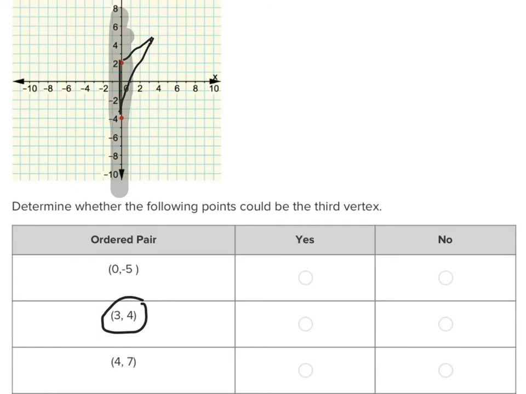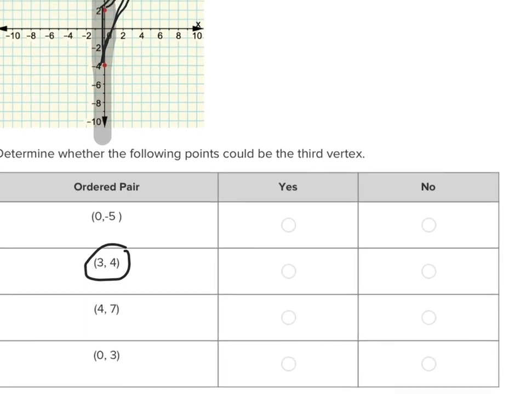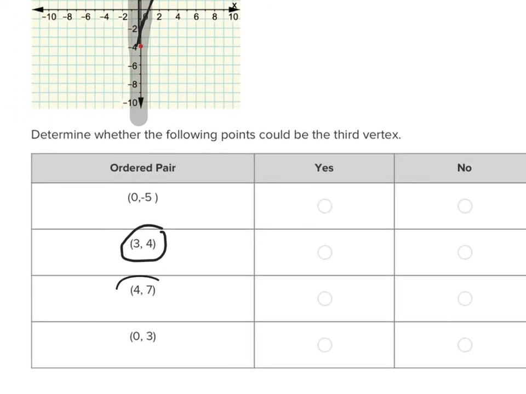And (4, 7) would work, because (4, 7) would be up here. That would also make a triangle with those other 2 points. But the other 2 points, okay, these points would be lined up with the red dots. So those are no's. Everybody knows those are no's. See what I did there? And these are yeses. Okay.